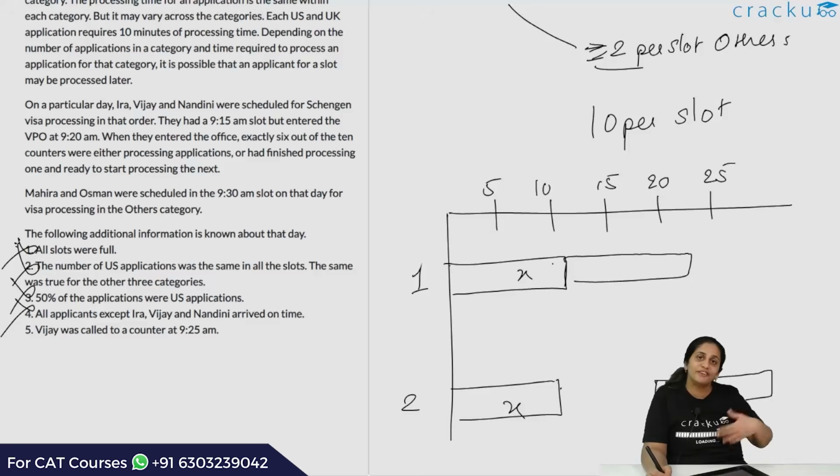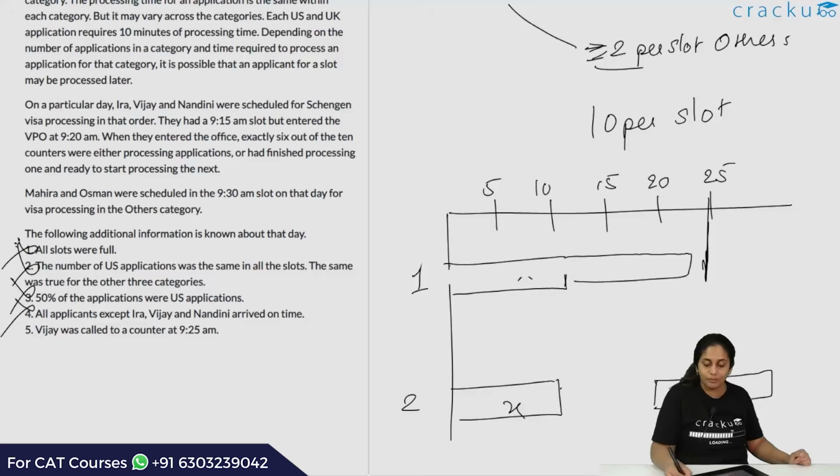Since Vijay is 5th in line, he has to come to counter 1, which means that when he is called at this 25-minute mark, the process has exactly finished 2 applications. So X minutes plus X minutes is 25 minutes, 2X minutes is 25 minutes, which means that the Schengen visa is taking 12.5 minutes per application. I'll draw it out more carefully so that you are able to figure out what is going on.